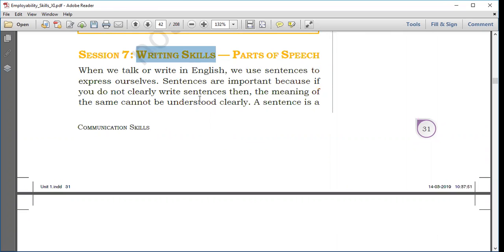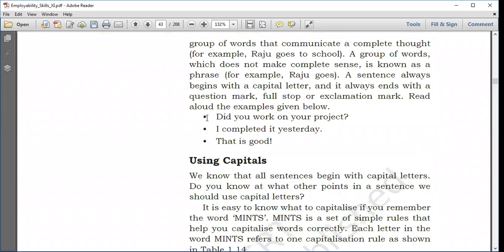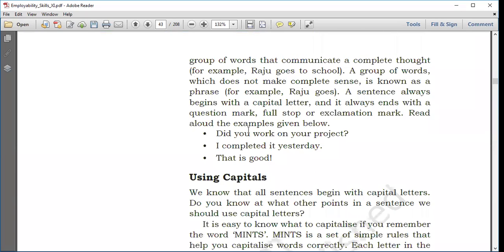Next part is writing skills. Now, in writing also, we need to have good knowledge of how to write sentences in a better and more effective way, so that the sentence you are writing conveys the full meaning. Sentences are important because if you do not write the sentence clearly, the meaning cannot be conveyed. For example, every sentence should have a proper formation first of all.